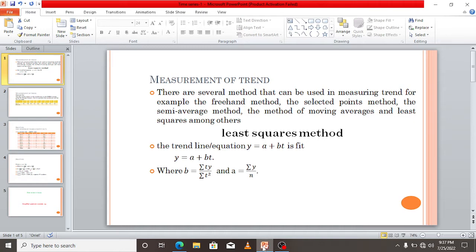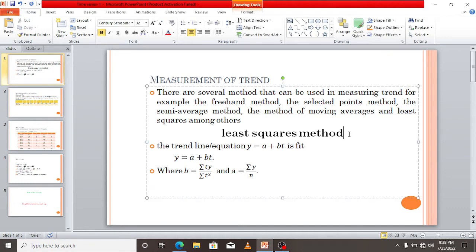There is freehand method, there is selected points method, there is semi-average method, there is the method of moving average, among others. So we are going to focus basically on least squares method. Like I said, least squares method, we look at the equation of what? Equation of a line or trend line.